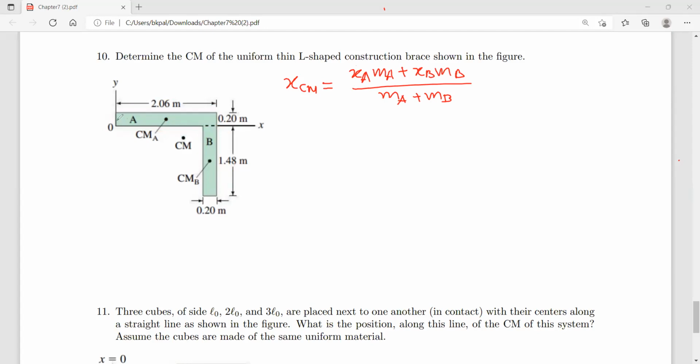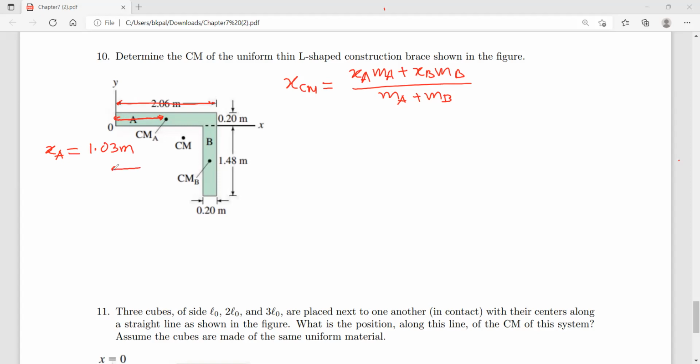So XA will be this distance. XA will be 2.06 divided by 2, because the whole thing is 2.06. So this is half of that, so it will be 1.03 meter. Okay, that's good. Now what is the XB?